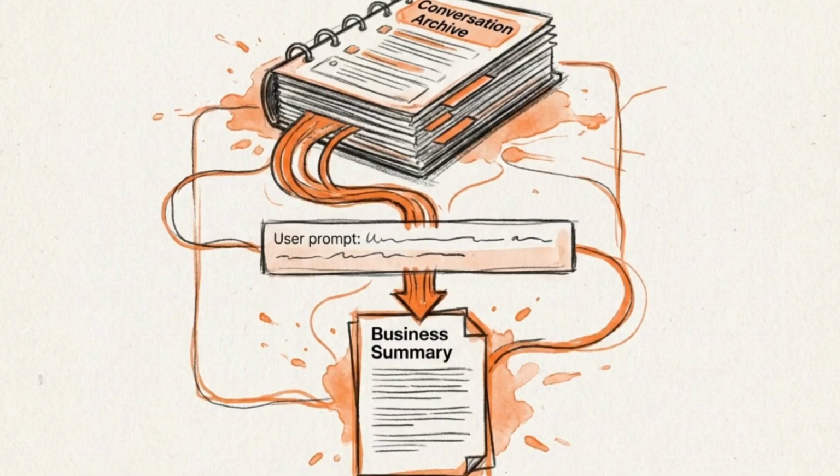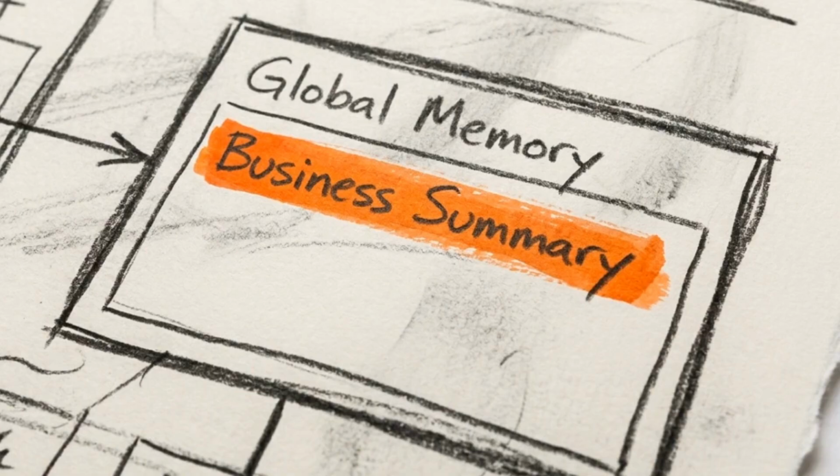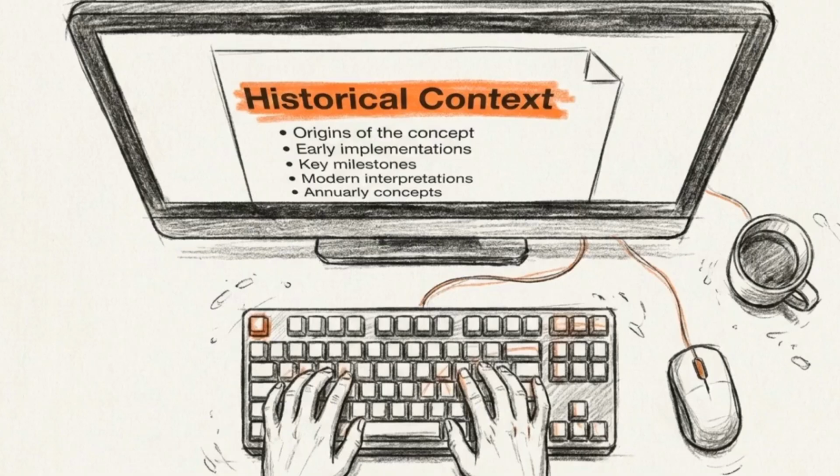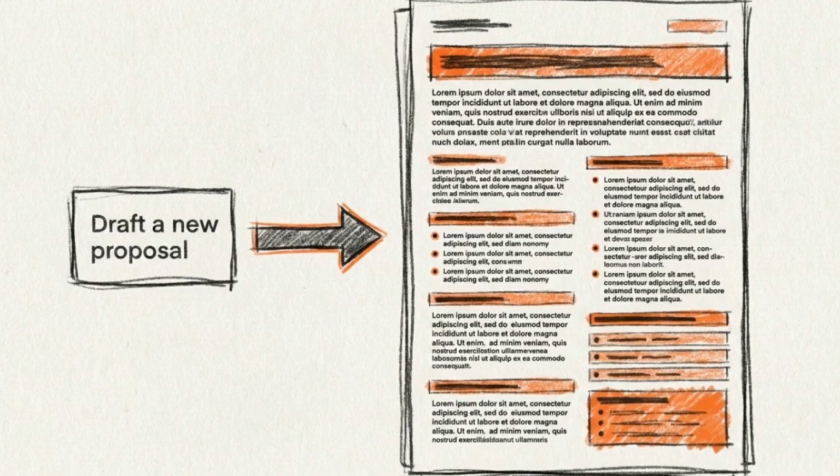Next, take the conversation archive from your previous AI tool and ask it to summarize everything it knows about your business. Copy that summary and paste it directly into Claude's global memory settings. This summary provides the AI with the specific historical context needed to match your established workflow. It references your past preferences immediately, so you don't have to start every conversation from zero.